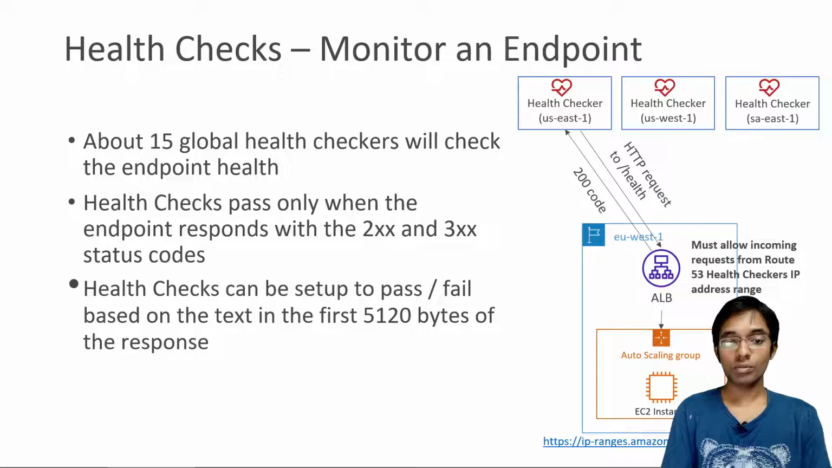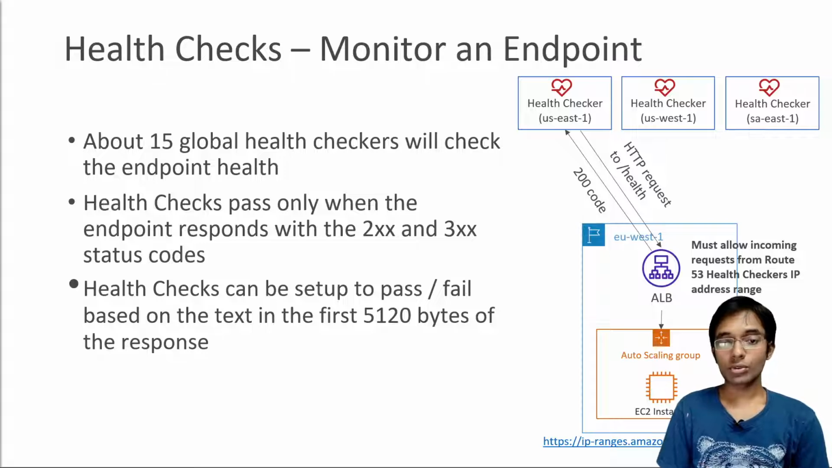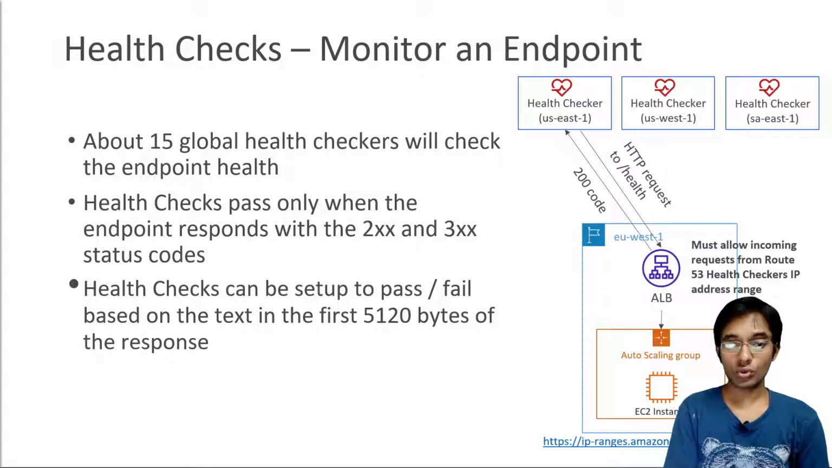You can also monitor an endpoint using health checks. We can monitor public endpoints, and health checkers all around the world will do an HTTP request to the health route that you have set for checking the health. When you do this setup, you get about 15 health checkers that will check your endpoint's health. It needs to be a public endpoint, of course, and the health check will pass only if the endpoint responds with a 200 or 300 status code.